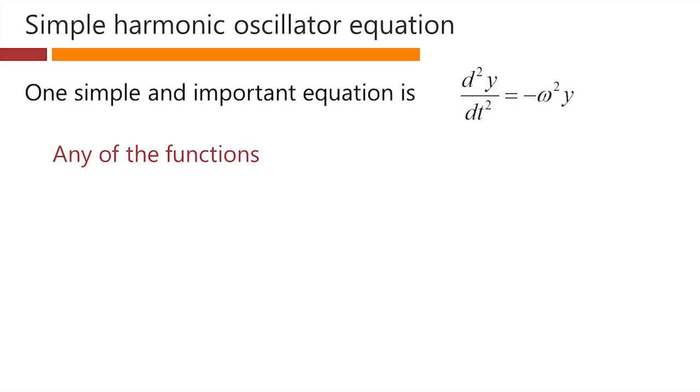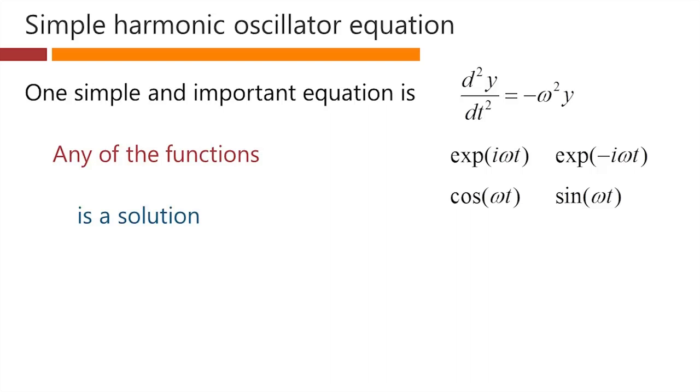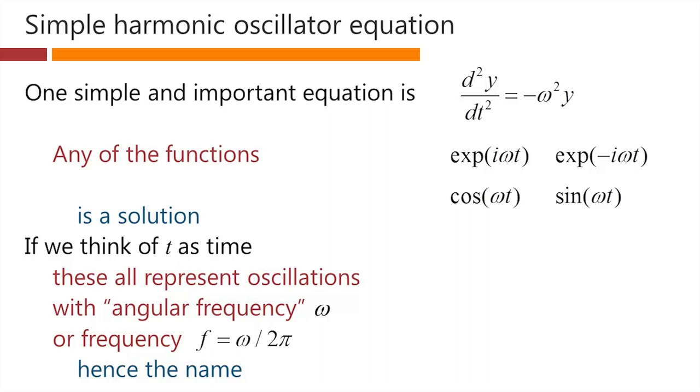Now, for this equation, any of these functions, the exponential of i omega t, the exponential of minus i omega t, the cosine of omega t, or the sine of omega t, is a solution, and you can easily check that. If we think of t as time, these all represent oscillations with what we call the angular frequency omega. We could also have used a frequency, omega over 2 pi, but it's more convenient algebraically to use the angular frequency.